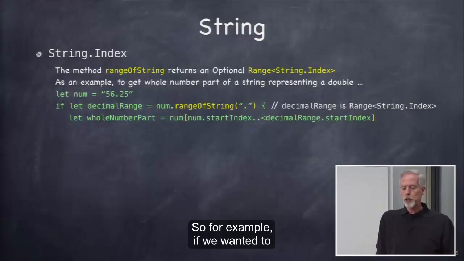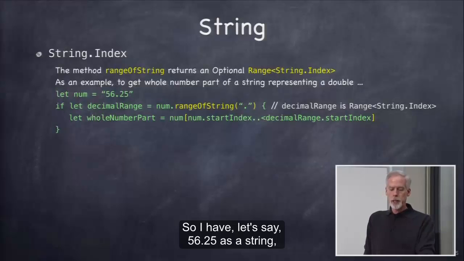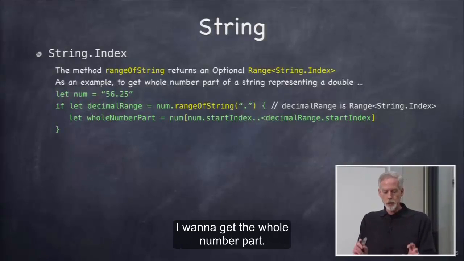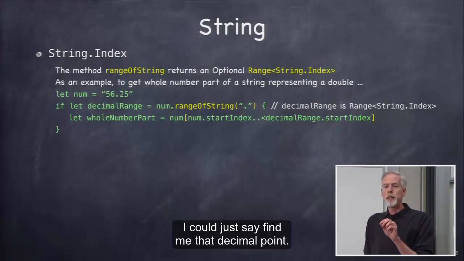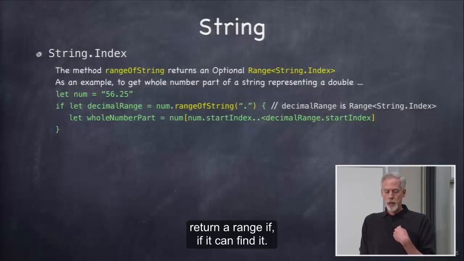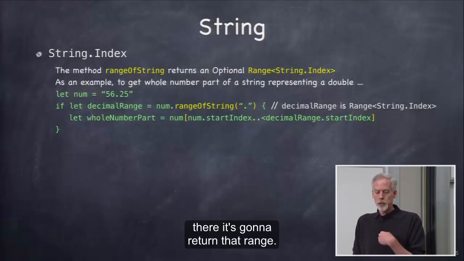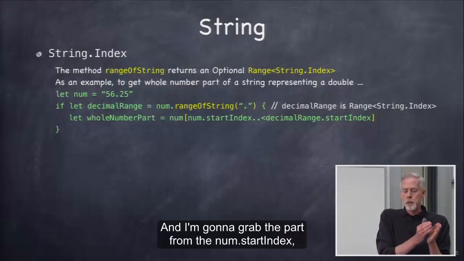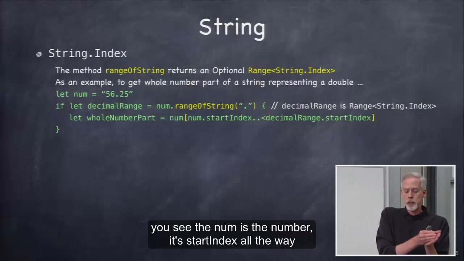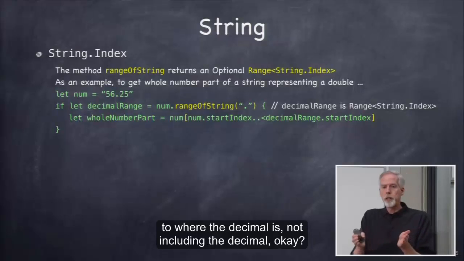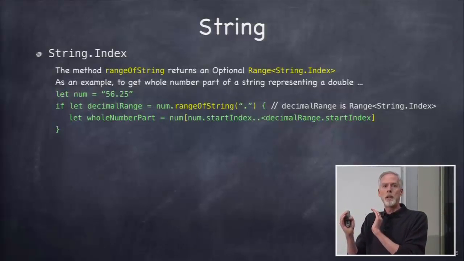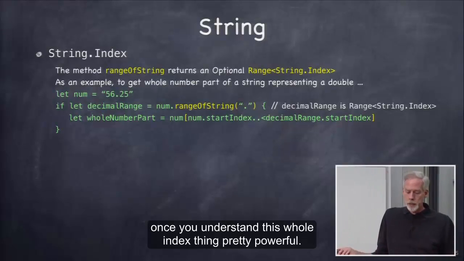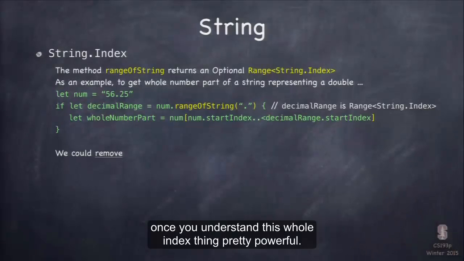So for example, if we wanted to get the whole number portion of a string that had a number, I have, let's say, 56.25 as a string, I want to get the whole number part, I could just say, find me that decimal point, and that's going to return a range, if it can find it, if there's a decimal point in there. And I'm going to grab the part from the num's start index, you see the num is the number, its start index, all the way to where the decimal is, not including the decimal. Now I got the substring, which is the whole part. Everybody cool with that? So substringing a string is actually, once you understand this whole index thing, pretty powerful.